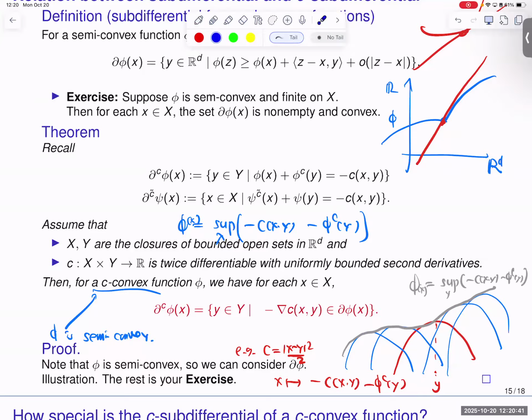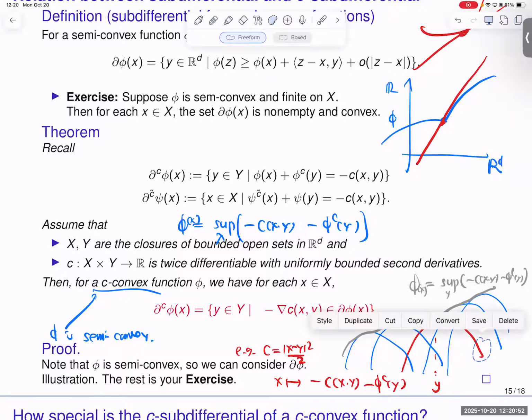Now, maybe let me draw it out a little bit here. Let me give like 5 minutes overtime today.